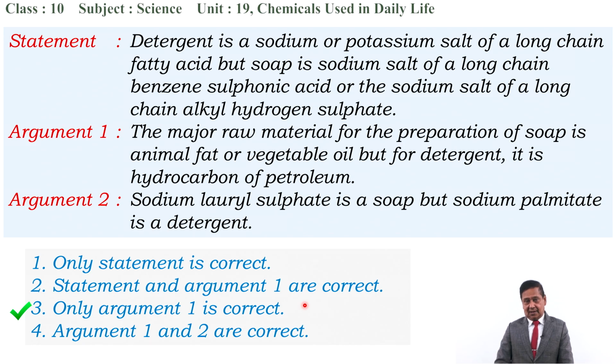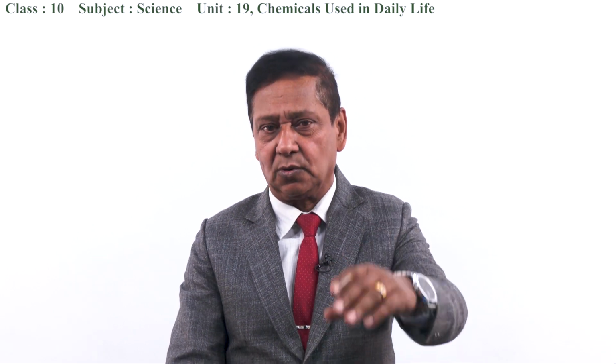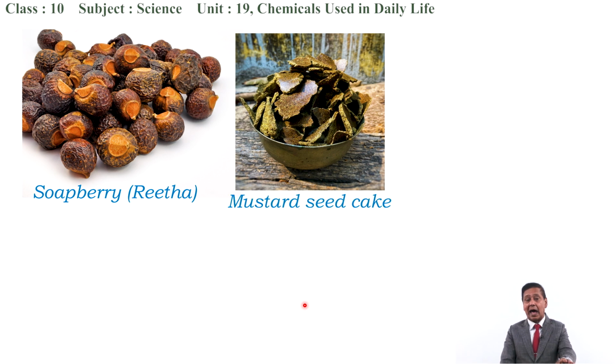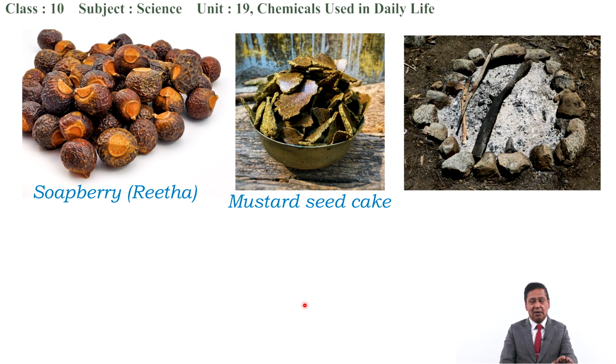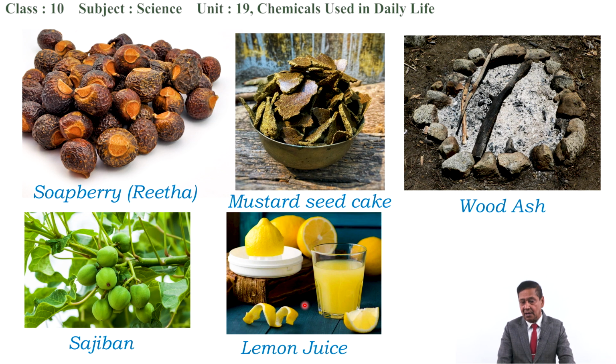Yes. Okay, after all this, let's have a short revision. What did we do? At first I told you about reetha, soapberry and different information related to this pina, which is mustard seed cake. And then we learned about wood ash, and its mechanical action as a cleansing agent. And then we talked about sajiban and then physic nut, and then I told you about lemon juice. These are some natural materials. Besides these there are others also, just try to find them. These are the natural materials which are used for cleaning purposes.